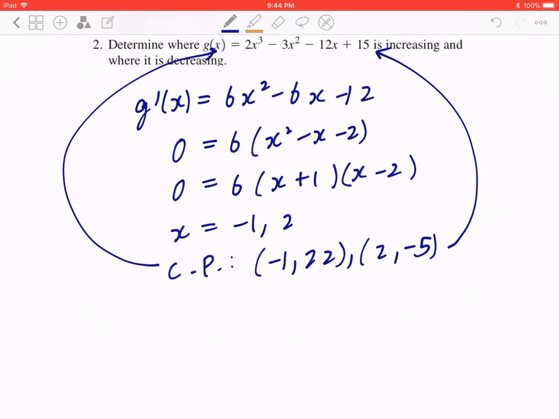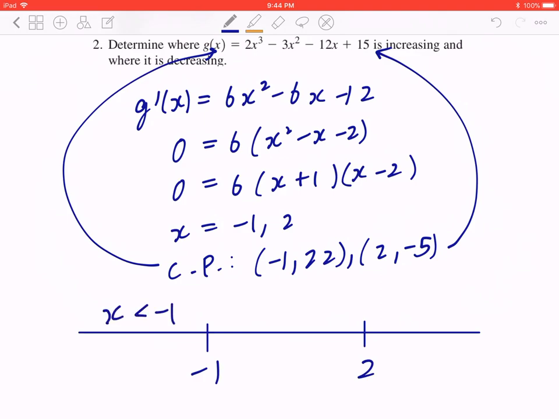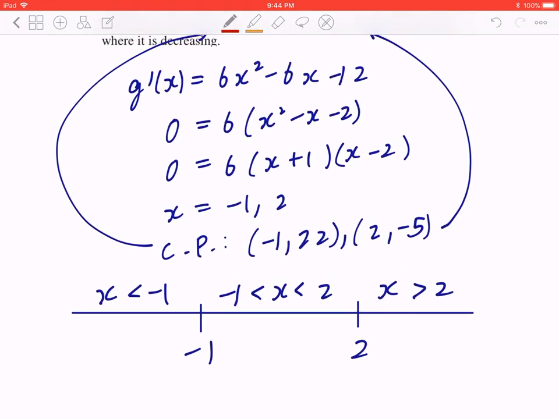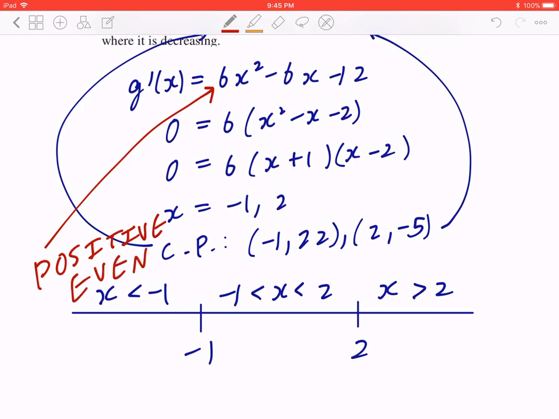Now, in terms of increasing and decreasing, you can draw a number line, negative 1 and 2. Again, the slower method is you divide this into 3 different intervals, and you pick a number for each case respectively. The faster approach is to recognize that g prime is going to be positive even. Just by looking at the first number, 6, that's going to be positive. The exponent is a 2, which makes it even.